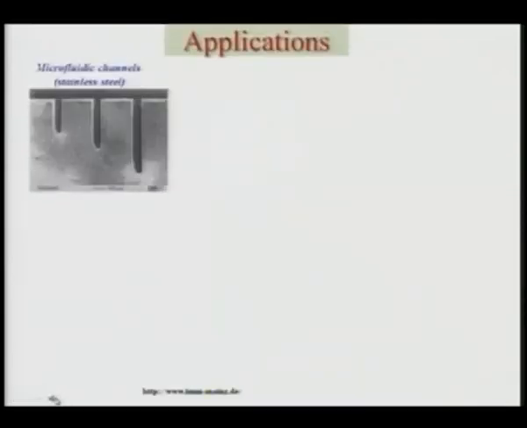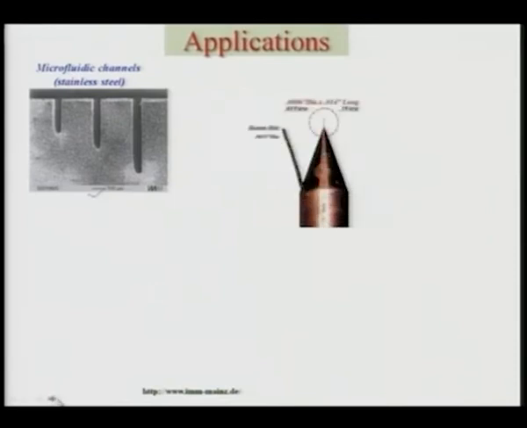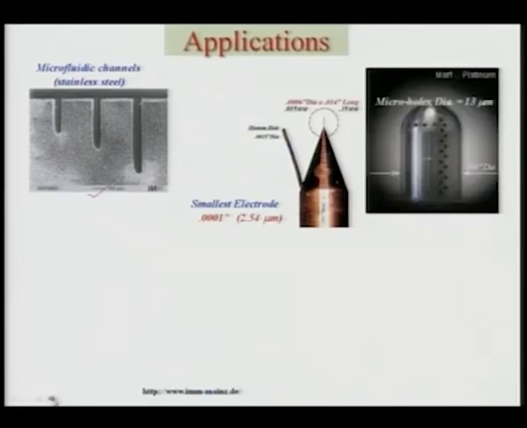You can create the microfluidic channels in stainless steel as shown over here, and here is the scale, that is the 100 micrometer. So you can see the size of the microfluidic channel. Now this is one of the very small size electrodes that can be used for micro EDM applications, and its size is 2.54 micrometer, as you can see there.